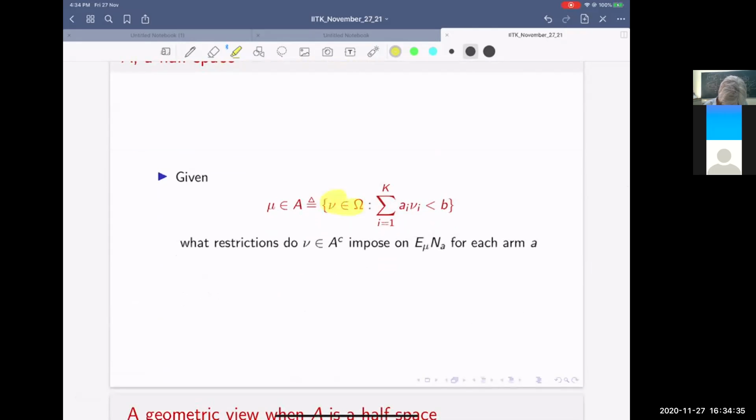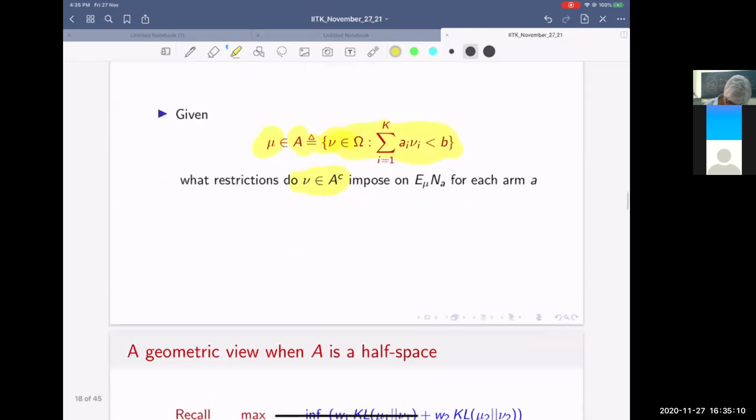Our A is this subspace here. So we assume that this subspace is given. So a_i are given, the summation over i equal to 1 to k of a_i mu_i less than small b. That's my subspace A. And suppose for now that my mu belongs to this subspace. And now I want to know, for all the nu in A complement, in the other half space, what restrictions do they impose upon the number of times each arm must be sampled under mu? That's the question I'm going to try to answer now. Everybody with me so far? Any questions?